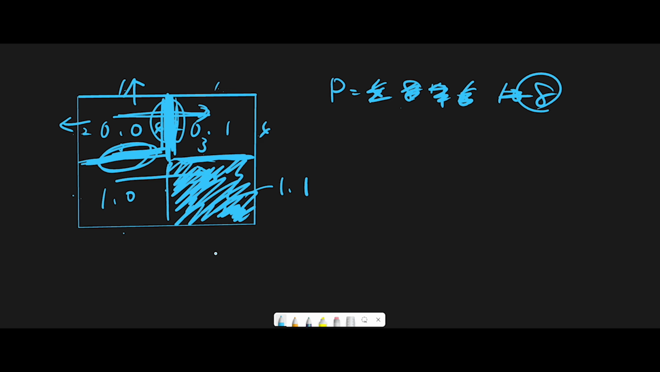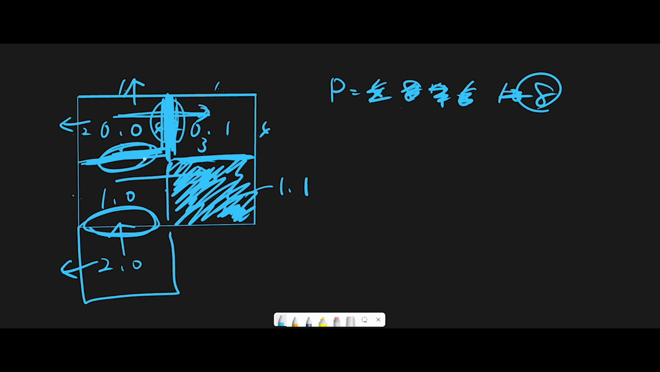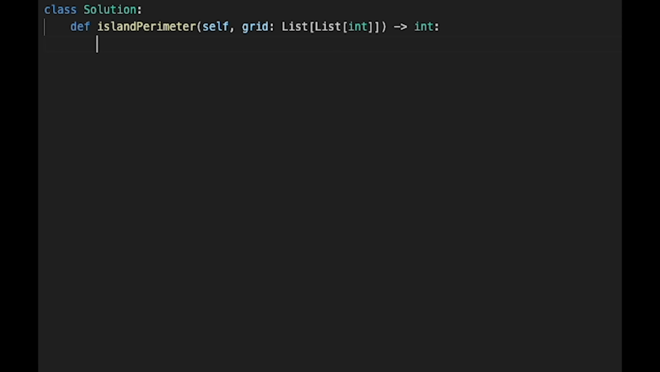If we have more cells like this, at 2, 0, we can check this line, right? If we check this direction and this direction. So that's why we only check the upper side and left side at each place. Yeah, so that is the basic idea to solve this question. So let's jump into the code. Okay, let's write the code.